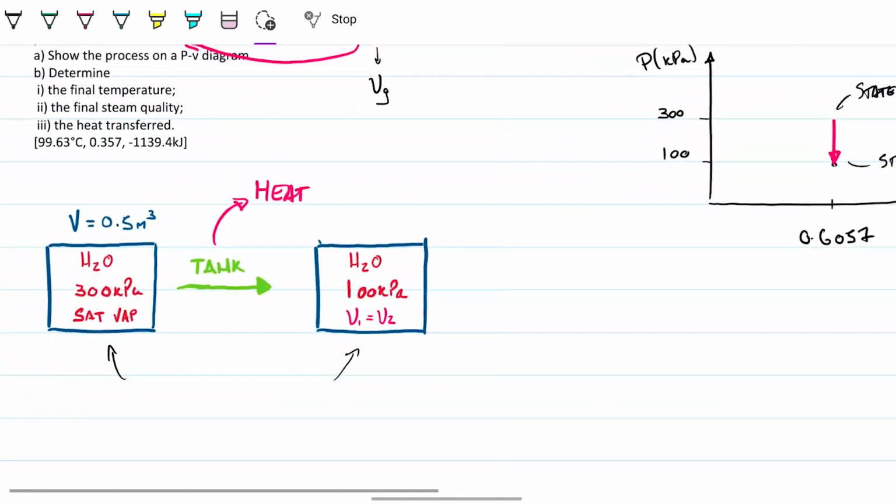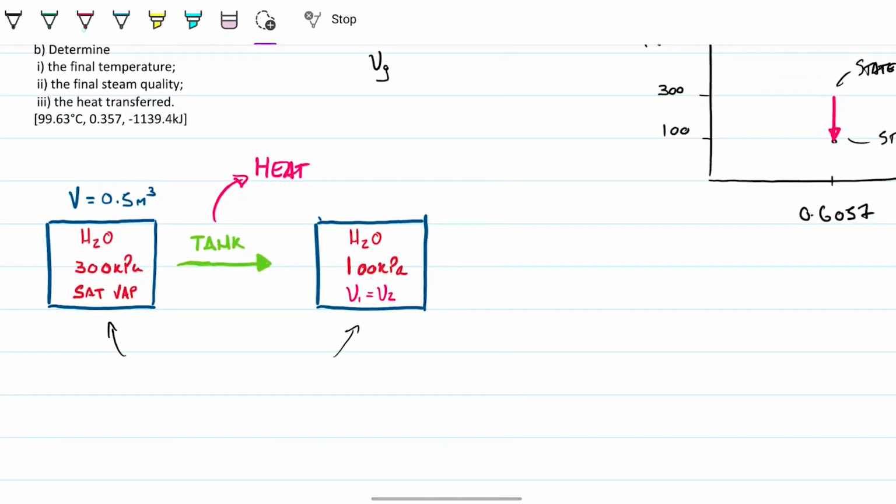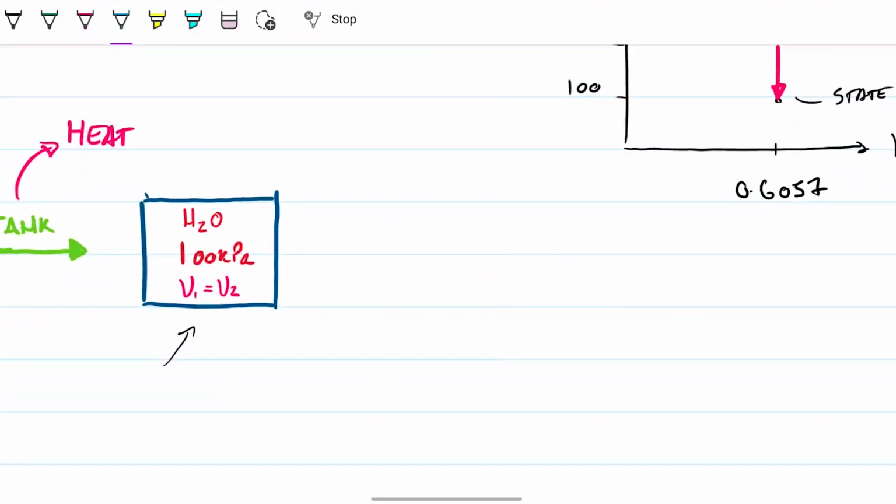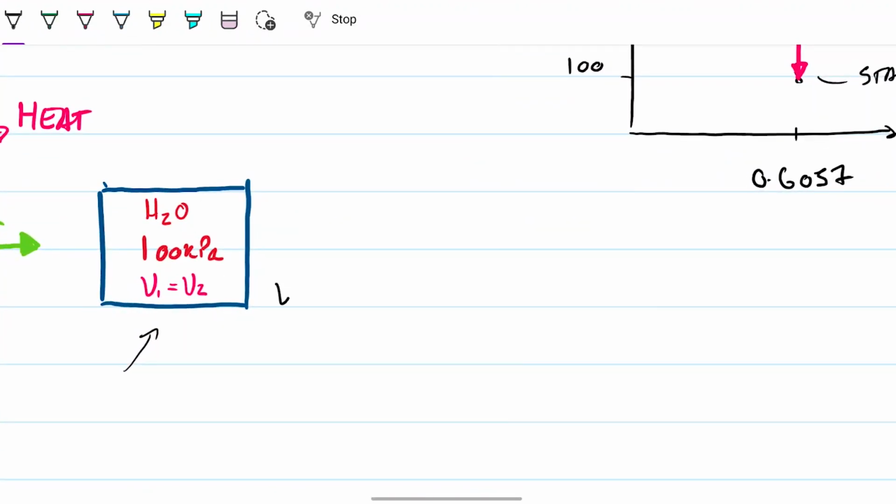All right, with this out of the way, what I need to do now is check what kind of state I'm in on state 2. To do that, I know what specific volume 2 is, because it has to be the same, 0.6057.